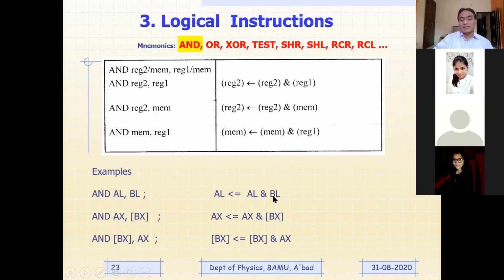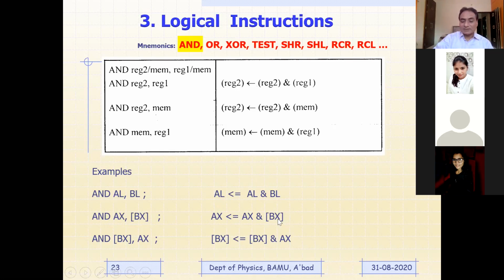Now, AND AL comma BL means what? You can see here the content of BL is going to be logically ANDed with AL and the result is going to be updated in AL. Now this is another example in which the destination is a register but the source is a memory location, because whenever you have something in square brackets, that represents a memory location. What does AND AX comma square bracket BX mean? The content of the memory location whose address is in BX.